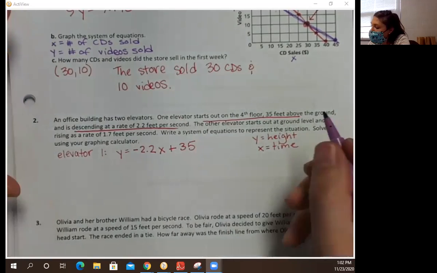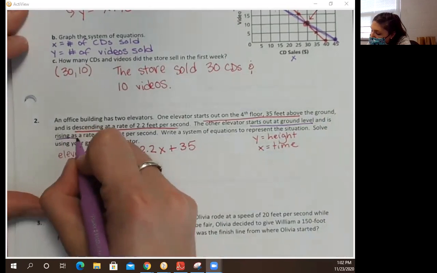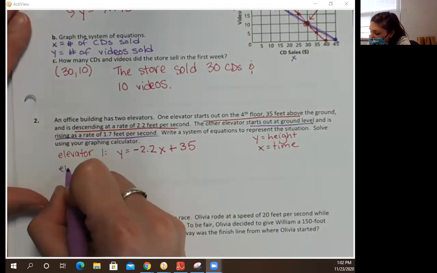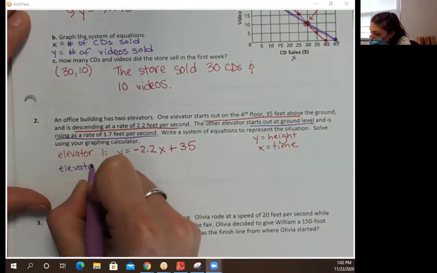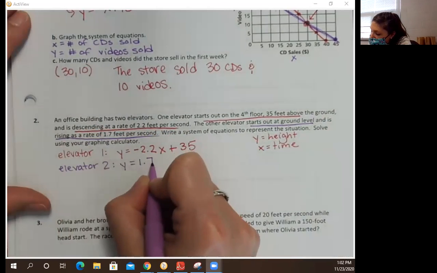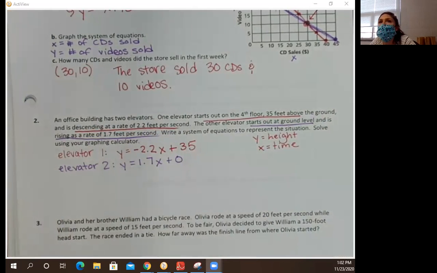And then the other elevator, it says starts out at the ground level and then it's rising at a rate of 1.7 feet per second. So for elevator 2, I would have y equals 1.7x plus 0. If we start out on the ground, that'd be 0. Questions for me on those equations?